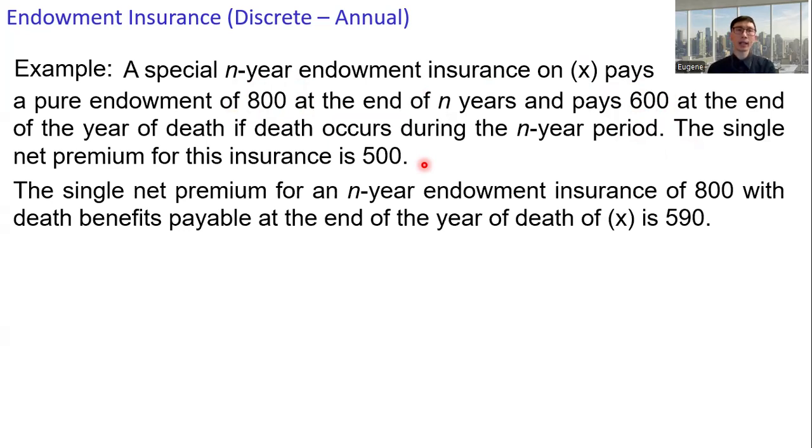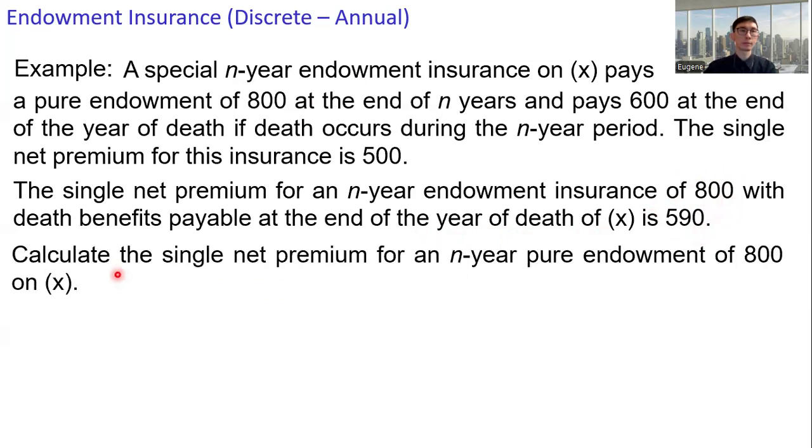And another insurance, the single net premium for an N-year endowment insurance of $800 with death benefit payable at the end of the year of death. For this policy, the death benefit and the survival benefit is $800. And the present value, or the single net premium, for this policy is $590. We are asked to get the single net premium for an N-year pure endowment of $800.